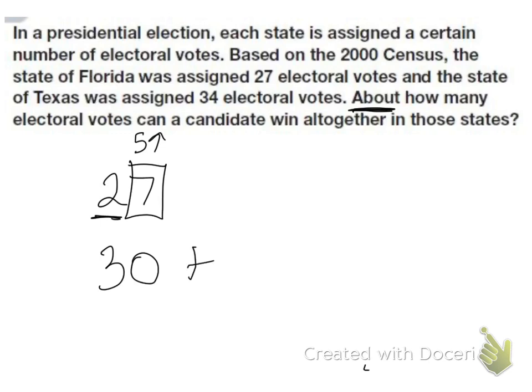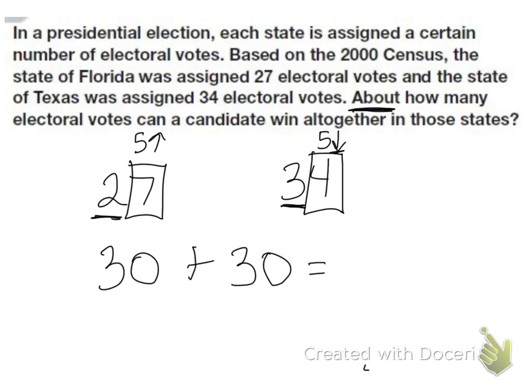Then we have 34. 3 is the number I'm rounding, and 4 is the number I'm going to look at. So the 4 is less than 5. So if it's less than 5, that means we round down to the previous tens. So 30 plus 30 equals 60. So there are about 60 electoral votes.